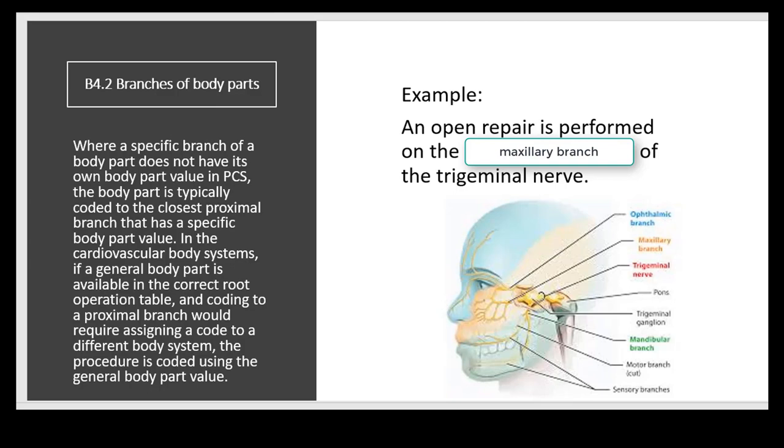These guidelines make a lot more sense once you've been coding more. Hang with me here while we just keep learning these guidelines and becoming more familiar with our code book. The example that's given is an open repair of the mandibular branch of the trigeminal nerve.